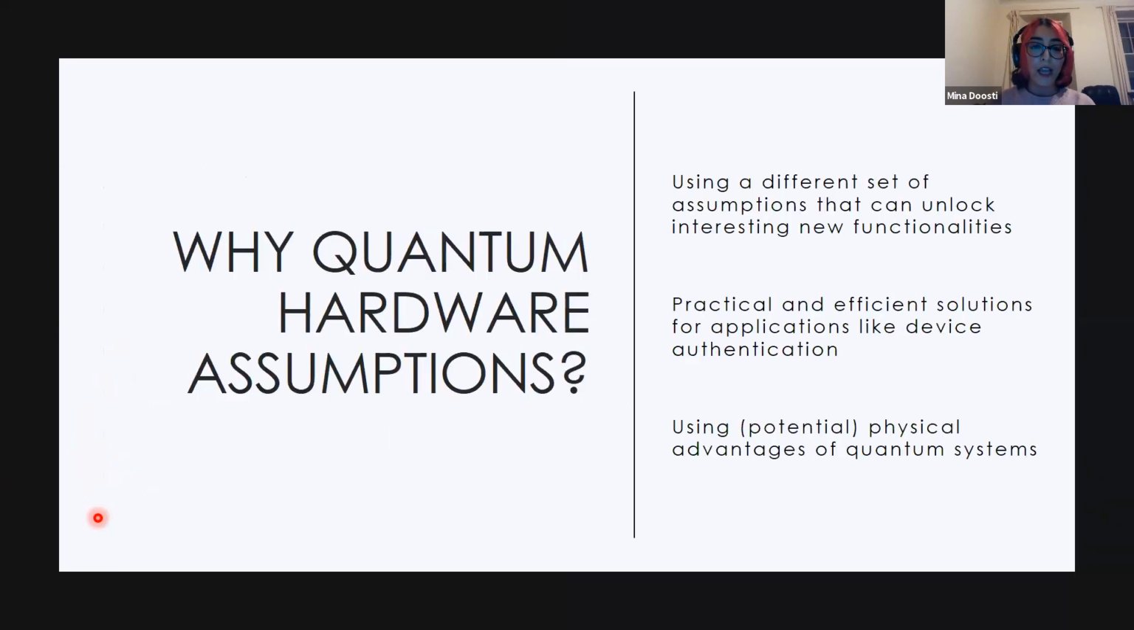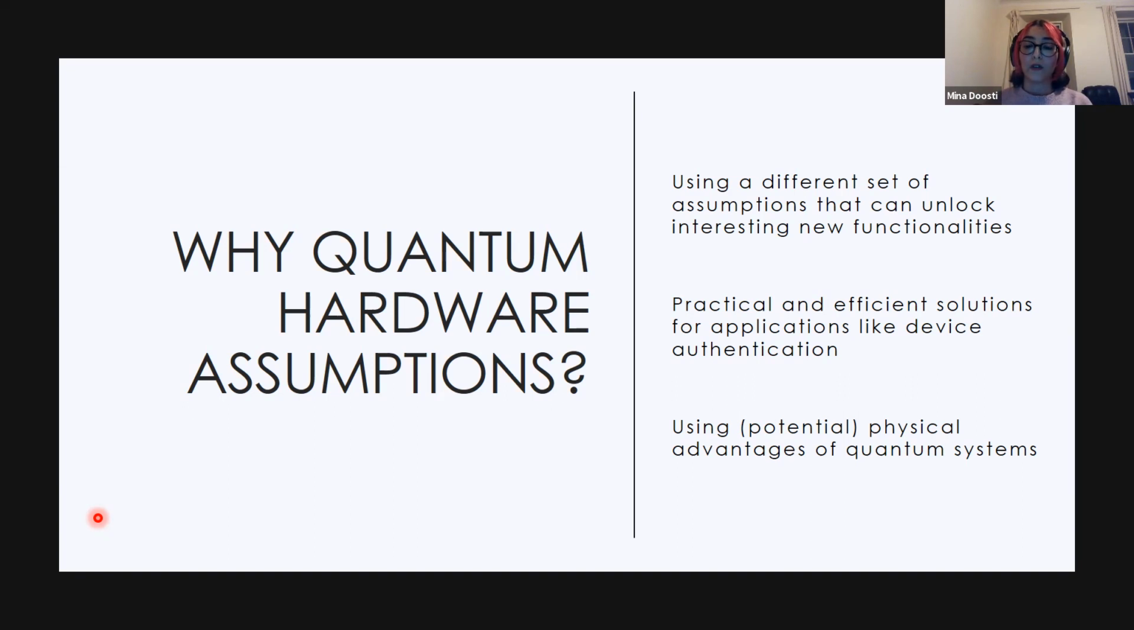So I will first start with why we're interested in quantum hardware assumptions. There are probably more reasons than what I just listed, but these are my three favorite reasons for studying quantum hardware assumptions. The first is that these hardware assumptions are usually a very different set of assumptions from what we usually work with in cryptography, so they can potentially unlock interesting functionalities. In terms of practice, they are supposed to be efficient and practical solutions for some applications like device authentication.